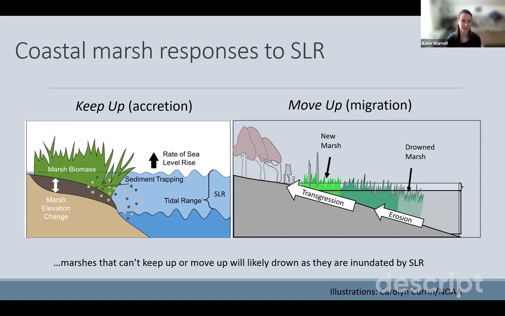And then if a marsh is in a place where it's not able to keep up by vertical accretion and it doesn't have anywhere to move, then it's likely that that marsh will drown as it is inundated by sea level rise eventually. And when we pulled all the data together, we wanted to see, using the best available data over this large extent that we were working on, what that would say about the marshes in these states and their ability to keep up or migrate inward with sea level rise.